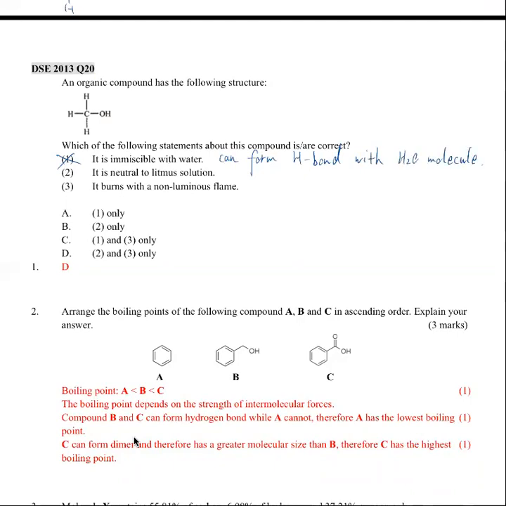Okay, and then second, it is neutral to litmus solution. Yes, alcohols are pretty stable molecules, so they would not be ionized to give H plus or OH minus. It just stays on its own, so it's neutral. So that's correct. And then it burns with a non-luminous flame. It can burn completely, and it only has one carbon, so a very small molecule. So yes, the answer should be D.